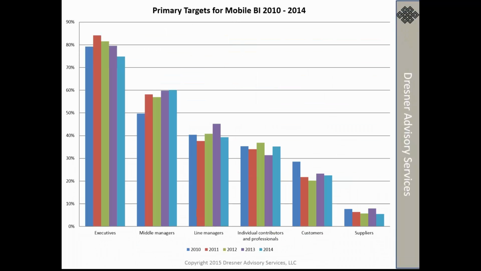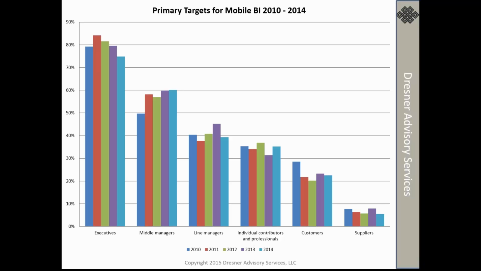But what's really interesting and exciting on the next chart here is you can see over the course of 5 years, you've seen sort of a trickle-down effect of mobile BI from the senior executives down to middle management, to line management, and so forth, which is, to my mind, really exciting.